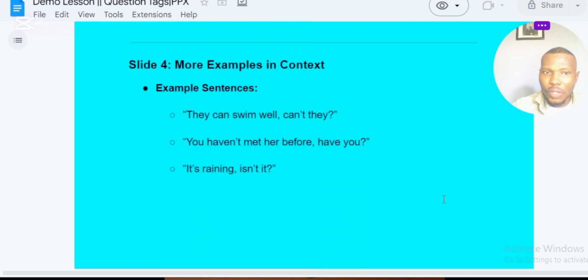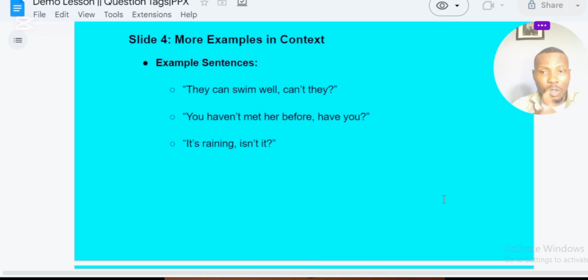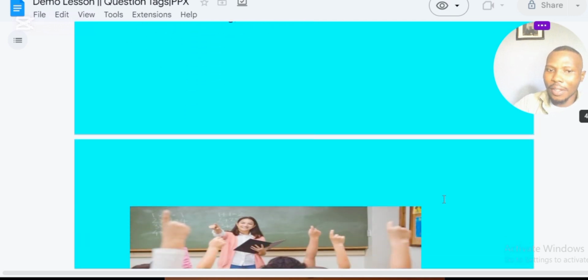Examples in context. Look at these examples. I want you to read these examples. We have the first example: they can swim well. Correct. And the tag is "can't they?" You see that? So the "can" becomes "can't," like change it to the negative form and take it back. Can't they? Now the second one: you haven't met before, and it becomes "have you?" Isn't that so? Thumbs up to you. And also, it is raining, isn't it? Jim, I like the way you're participating in the class. This is active learning and I appreciate that.